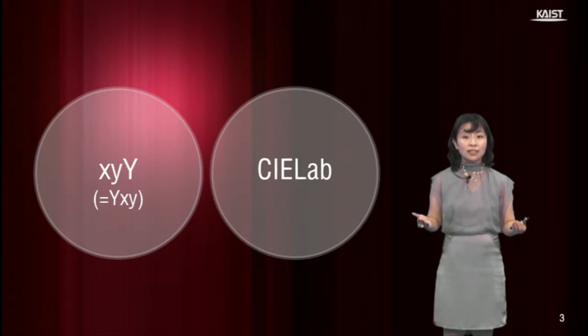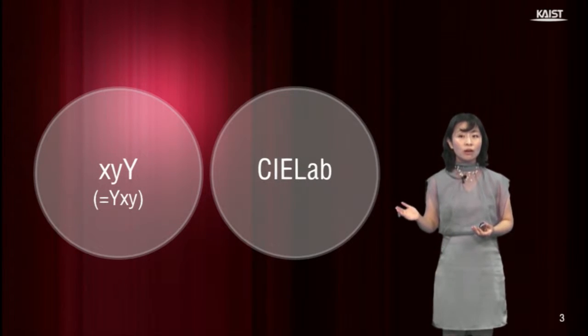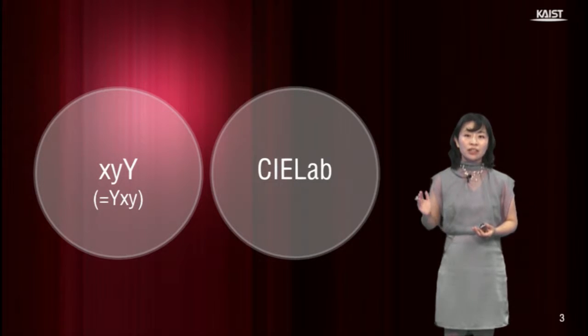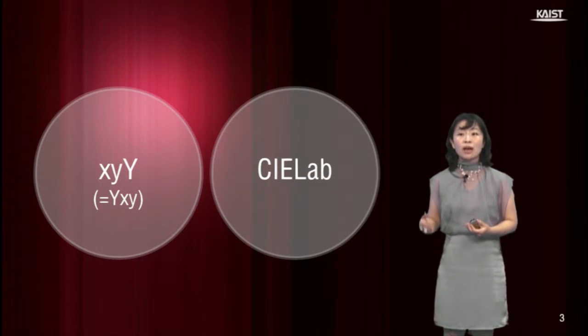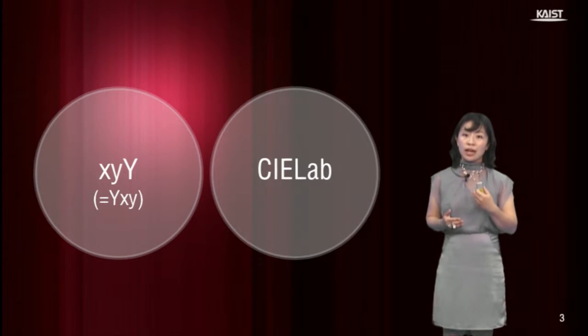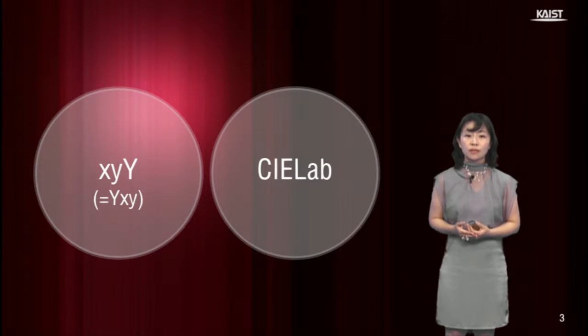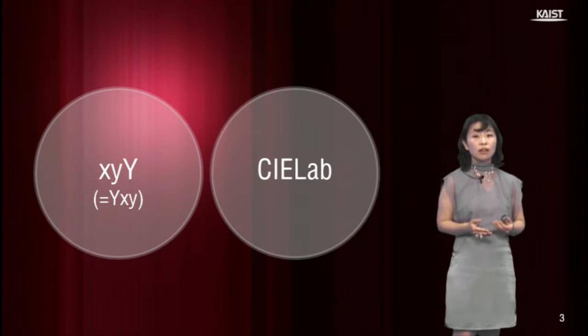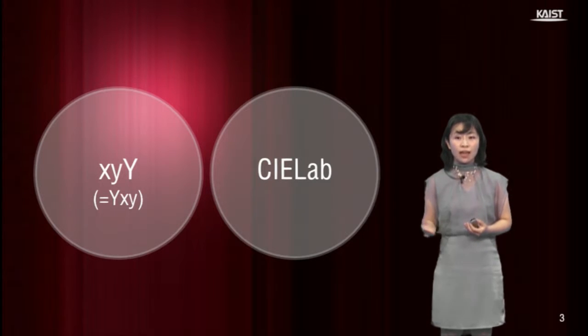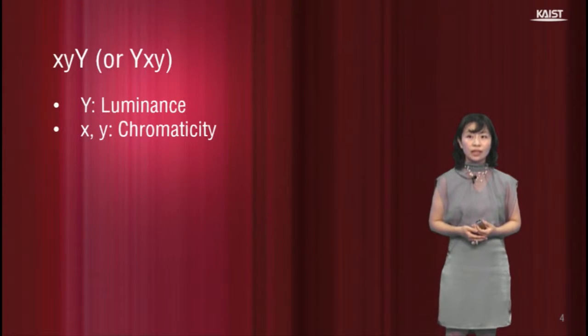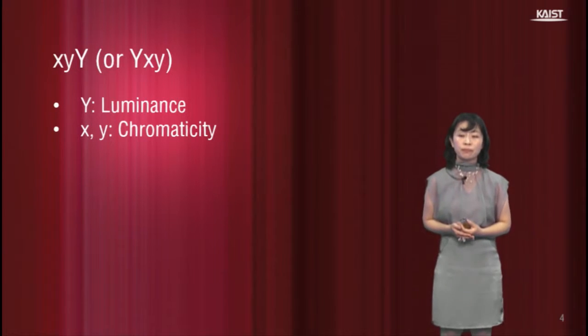Among the various types of quantitative color systems, we learn about only two. One is xyY or Yxy, and the other is CIELAB. The xyY includes the color of direct light as well as the color of reflected light. The reflected light is, in other words, object color. But when you need to describe the object color, you had better adopt the CIELAB system. Okay, let's begin with the xyY system.